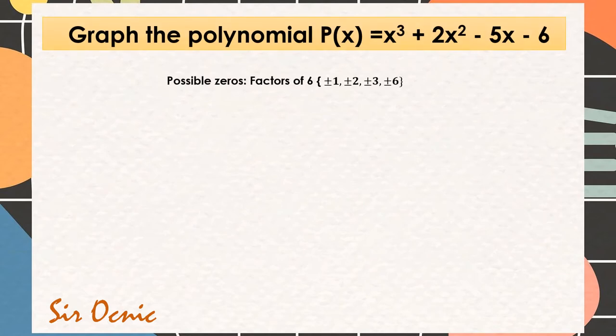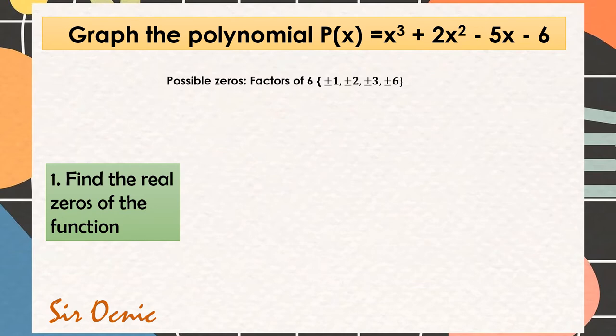Let us try to graph the polynomial p of x is equal to x cubed plus 2x squared minus 5x minus 6. The possible zeros of the constant 6 are positive, negative 1, 2, 3, and 6. First, find the real zeros of the function.